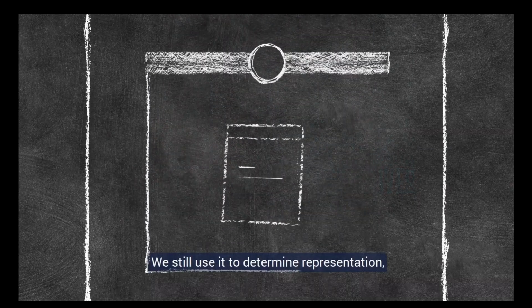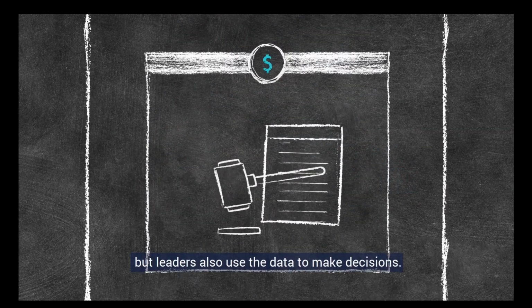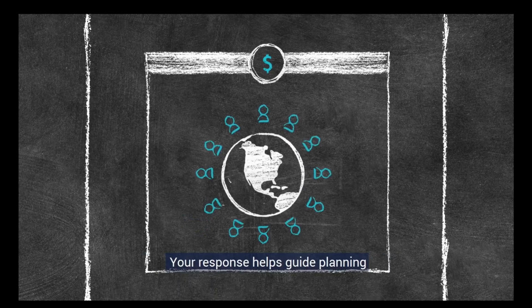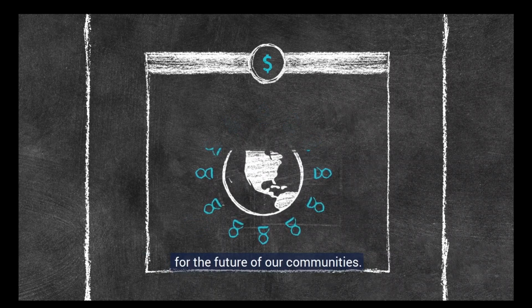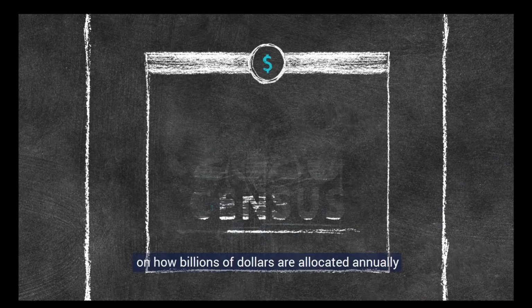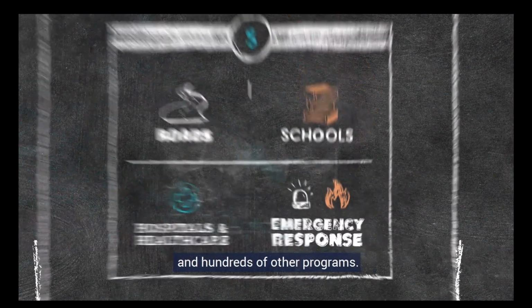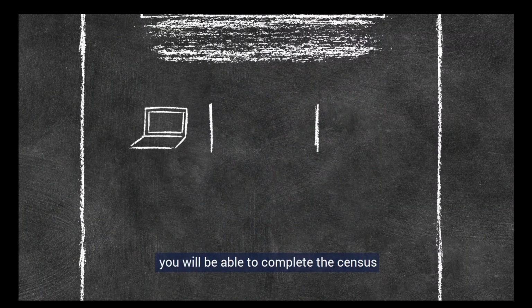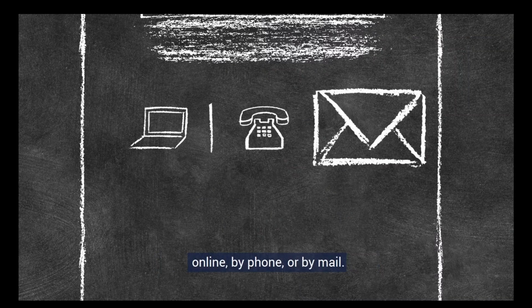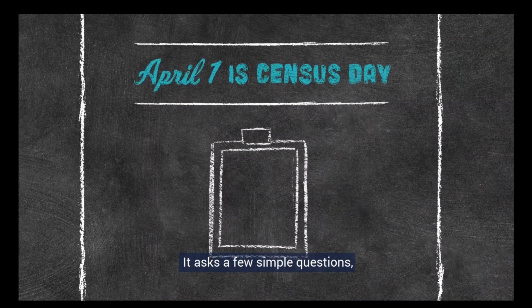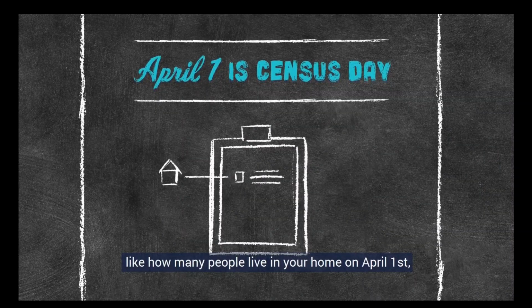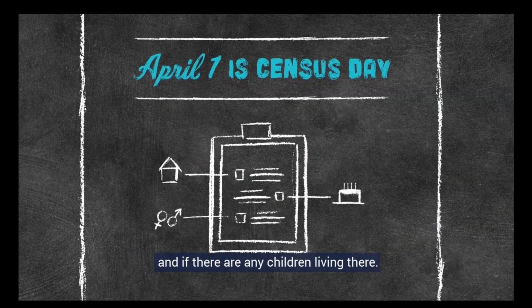We still use it to determine representation, but leaders also use the data to make decisions. Your response helps guide planning for the future of our communities. The 2020 census will help inform decisions on how billions of dollars are allocated annually for critical public services like roads, schools, hospitals and healthcare clinics, fire and emergency response services, and hundreds of other programs. In 2020, for the first time, you'll be able to complete the census online, by phone, or by mail. It asks a few simple questions, like how many people live in your home on April 1st, including their age and sex, and if there are any children living there.